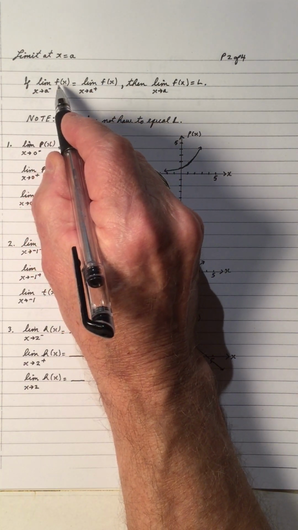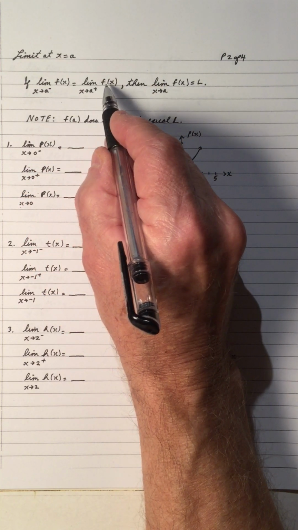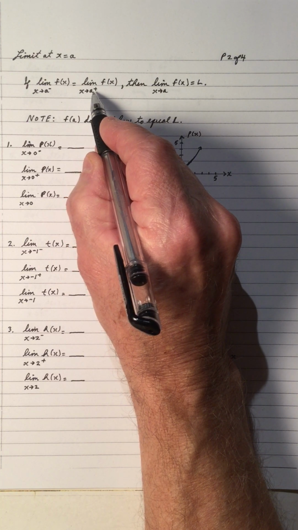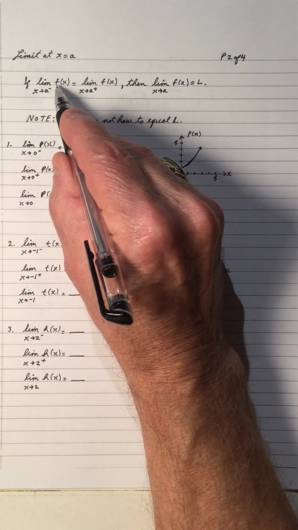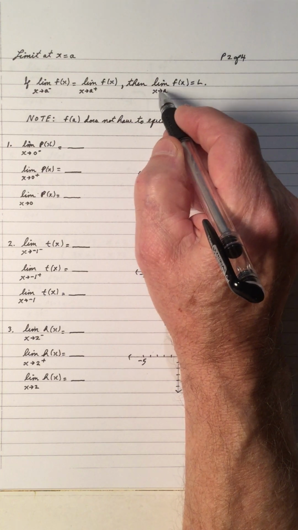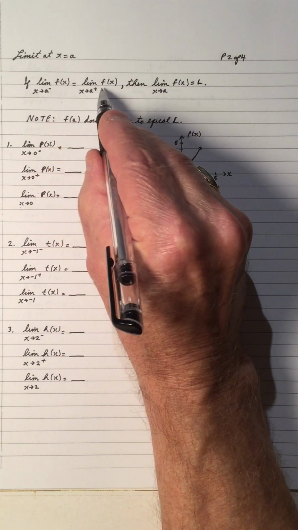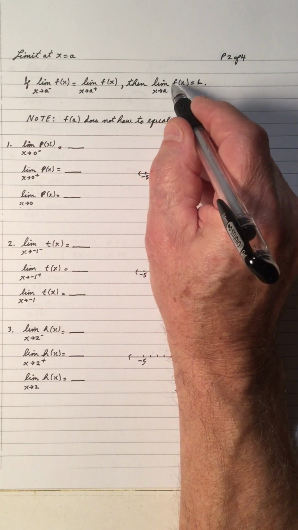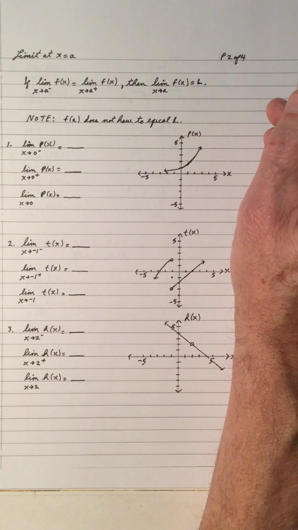If the limit of f of x as x approaches a from the left side equals the limit of f of x as x approaches a from the right side, then the limit of f of x as x approaches a is this number. So if these two limits, from the left and from the right, are the same, then the limit of f of x at a is that number, L.